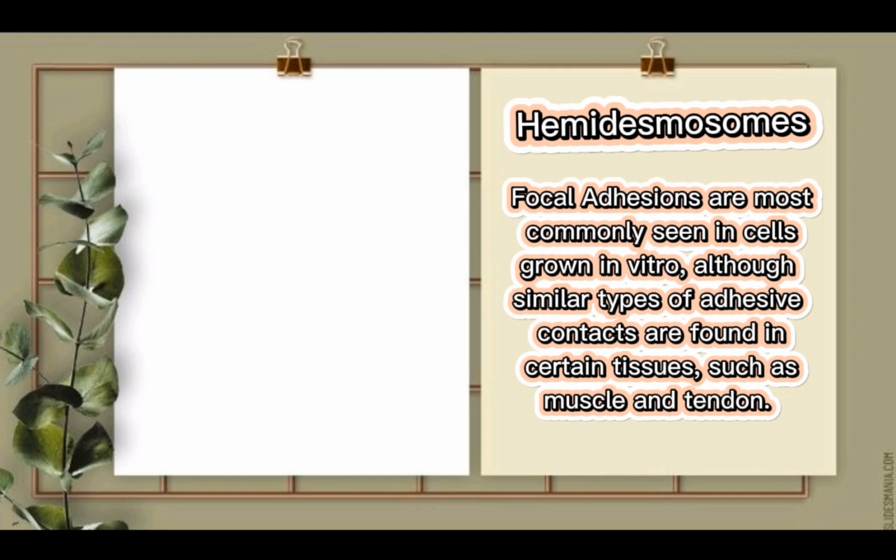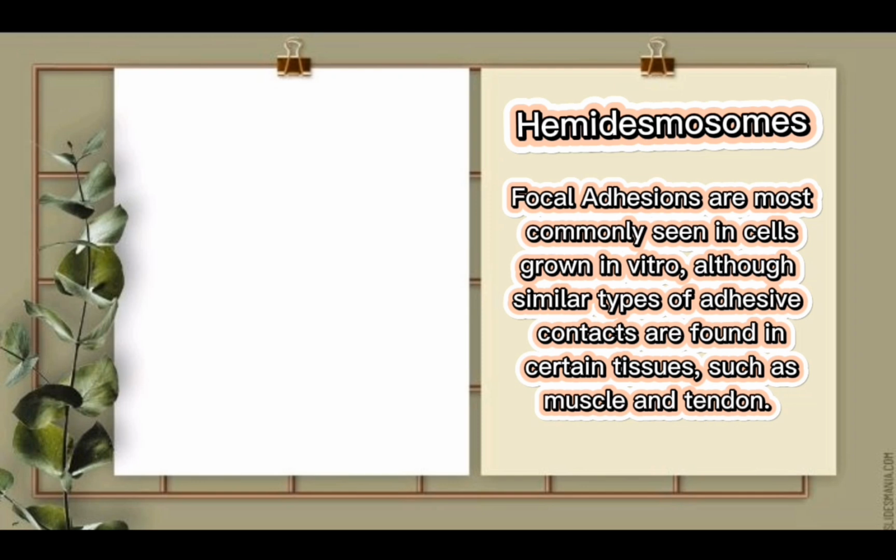Focal adhesions are most commonly seen in cells grown in vitro, although similar types of adhesive contacts are found in certain tissues such as muscle and tendon. Within the body, the tightest attachment between a cell and its extracellular matrix is seen at the basal surface of epithelial cells, where the cells are anchored to the underlying basement membrane by a specialized adhesive structure called the hemidesmosome. Hemidesmosomes contain a dense plaque on the inner surface of the plasma membrane with filaments coursing outward into the cytoplasm.